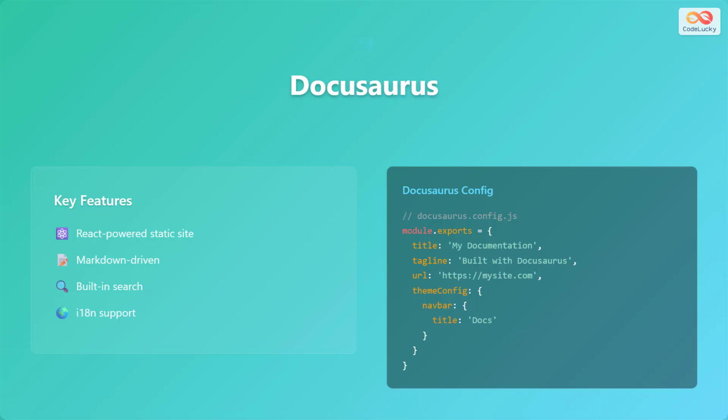Here's an example of a Docusaurus configuration file written in JavaScript. You can set the title, tagline, and the uniform resource locator. Within the theme configuration, you can customize the navigation bar and other visual elements.